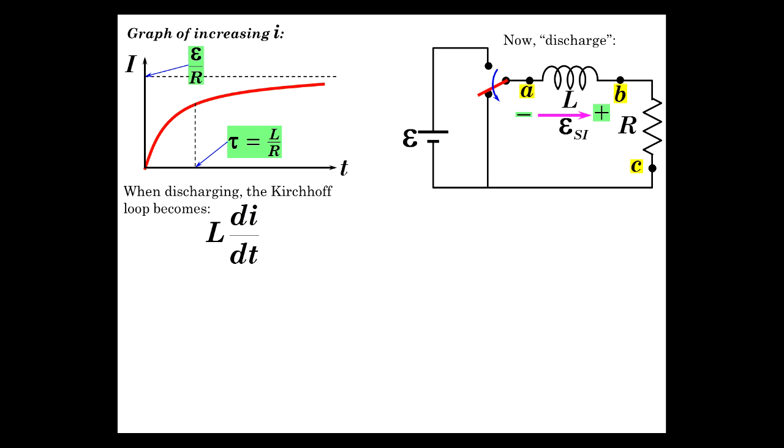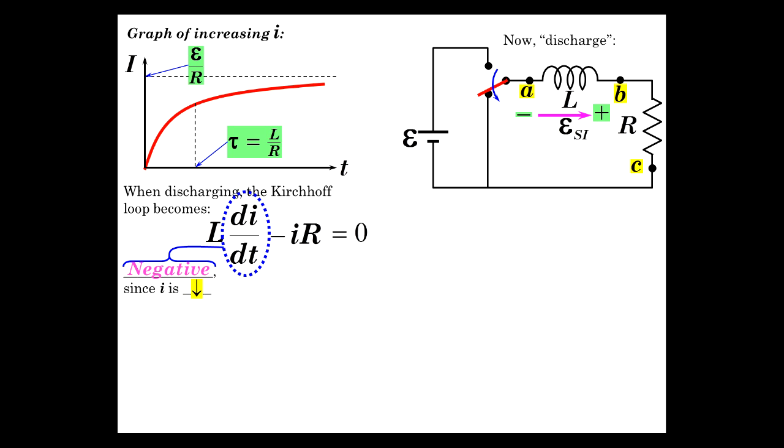L di/dt, it's a rise. Rises across here. Minus IR equals 0. Very simple Kirchhoff loop. Important consideration, di/dt. di/dt is getting smaller. So di/dt itself is negative.